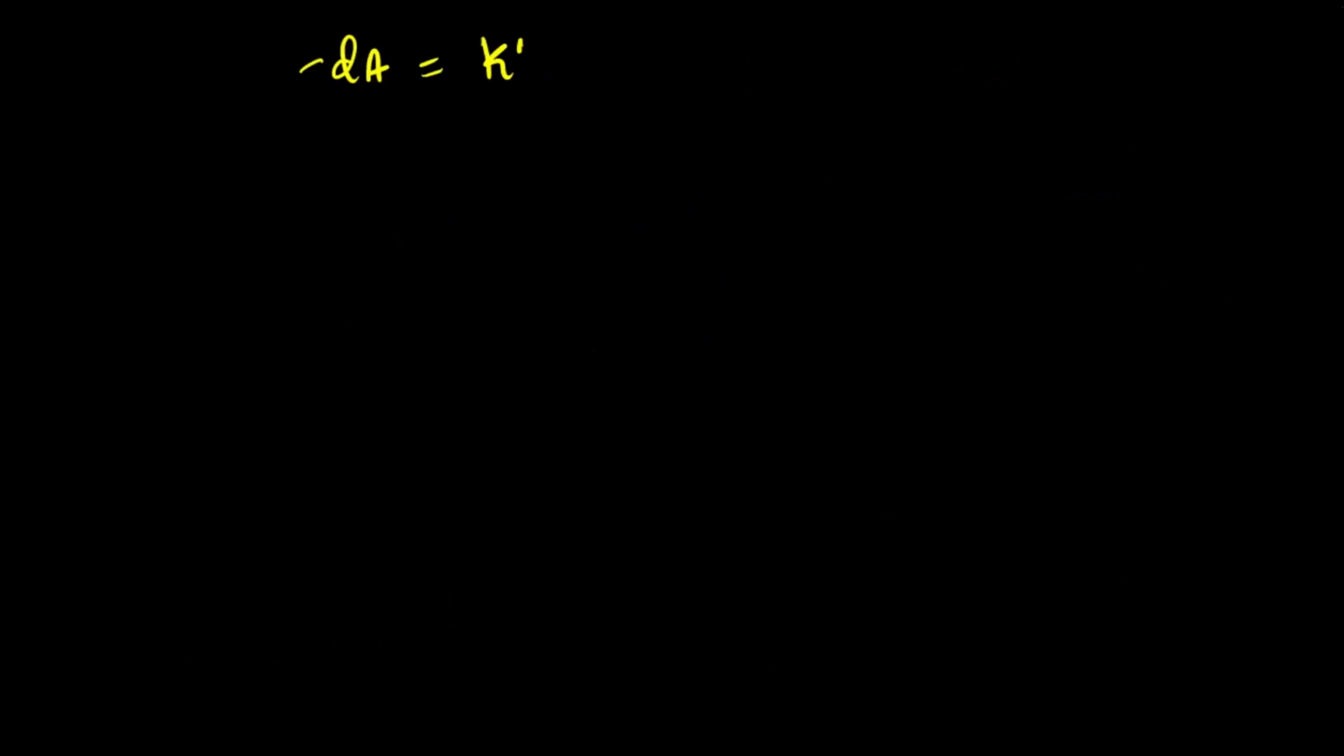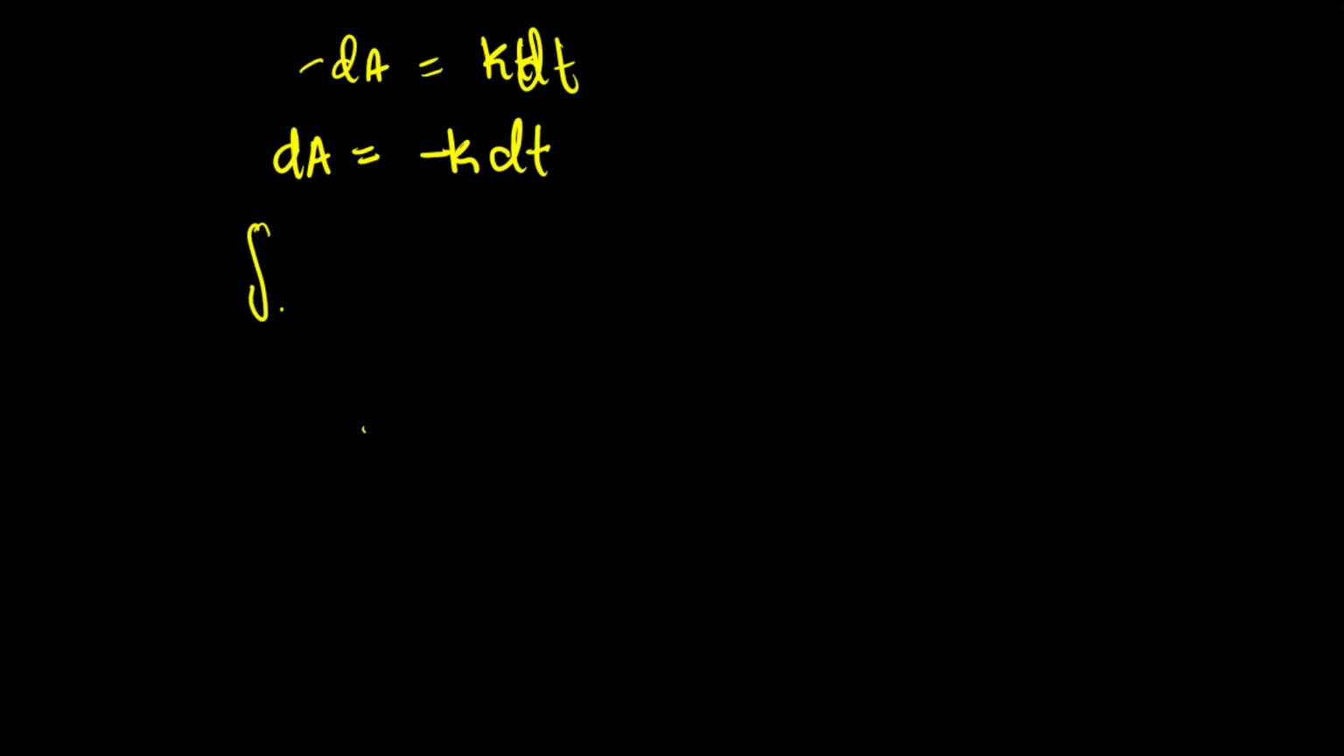Moving on, we have negative dA is equal to k dt. Remember, this is for the first order reaction. Now we want the negative to be on this side, so we'd multiply through by negative 1 such that we have dA equal to negative k dt. Now we'd simply integrate both sides of the equation.